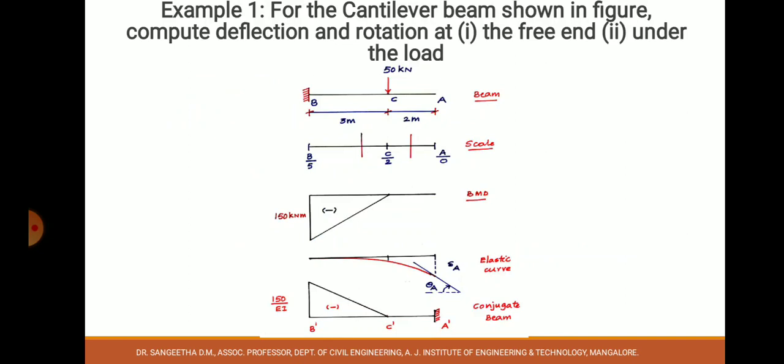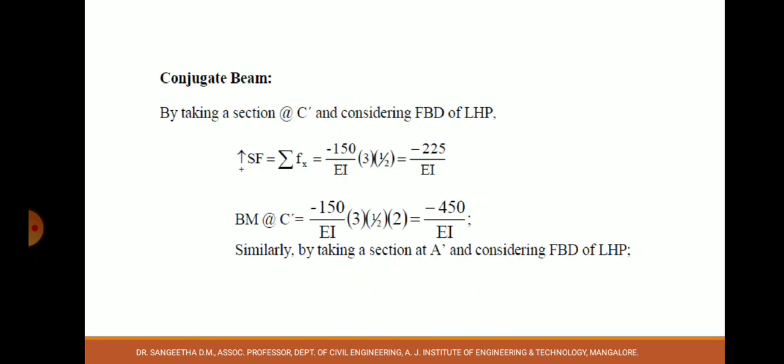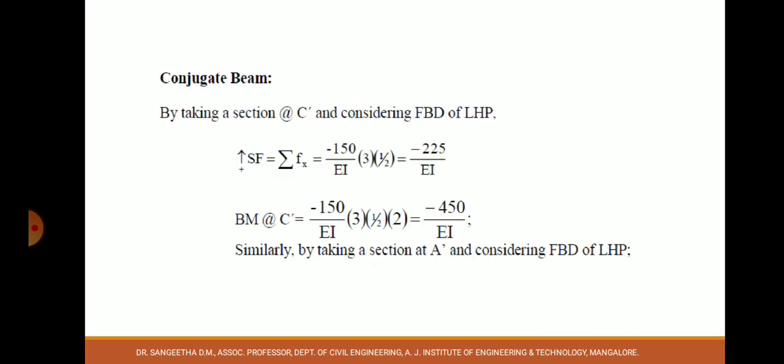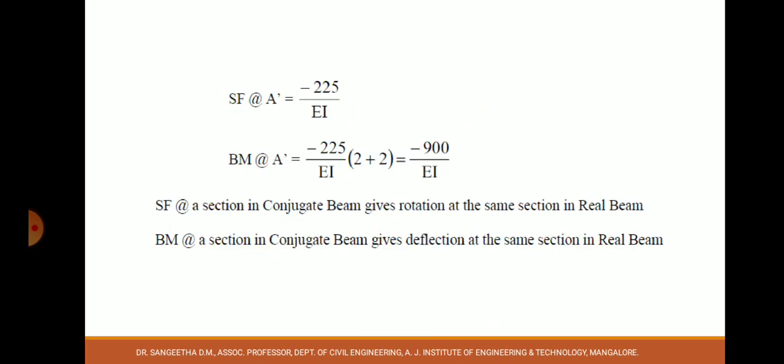At C, so this is section C. Before C, whatever comes is the area of the M by EI diagram, half into base 3, into height, so that shear force is upwards. Bending moment at C dash is half into base into height, and its distance is 1/3 from the base, 2/3 from the apex. So 2/3 from the apex is taken, it is 2, and that is minus 450 by EI. So this gives the bending moment and shear force at the section.